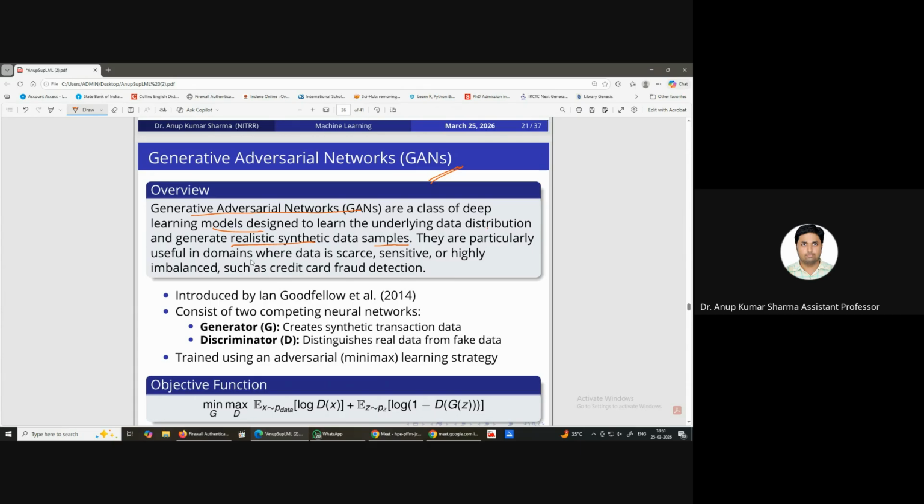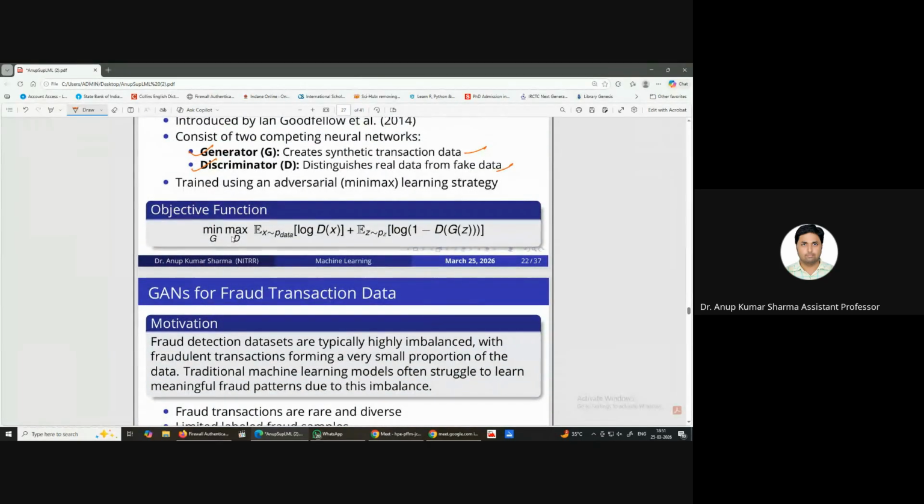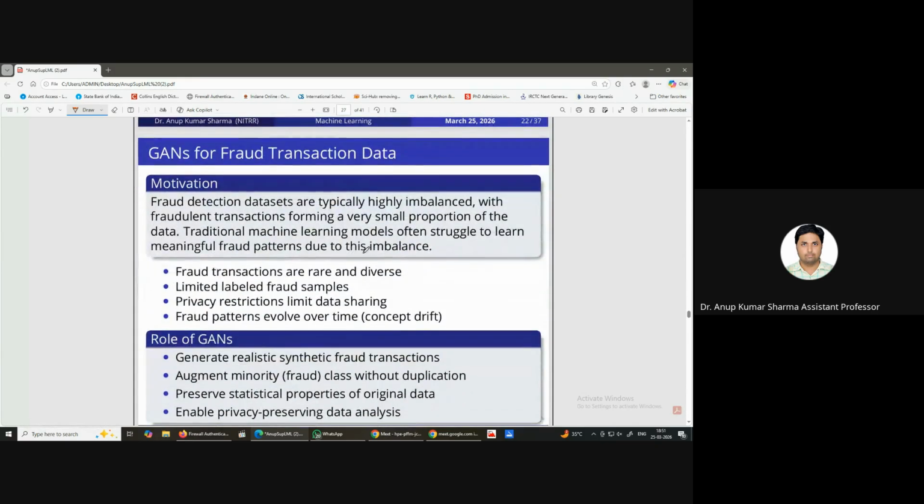They model the underlying data distribution and are particularly useful in domains where data is scarce, sensitive, and highly imbalanced, such as credit card fraud detection. This consists of two things: a generator and a discriminator. The generator creates synthetic transaction data and the discriminator distinguishes real data from fake data. They are making mimic data, dummy data. These are the objective functions, the mathematics by which it works.